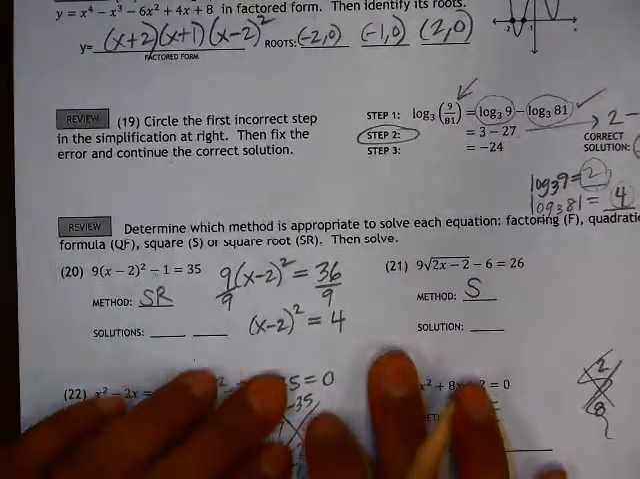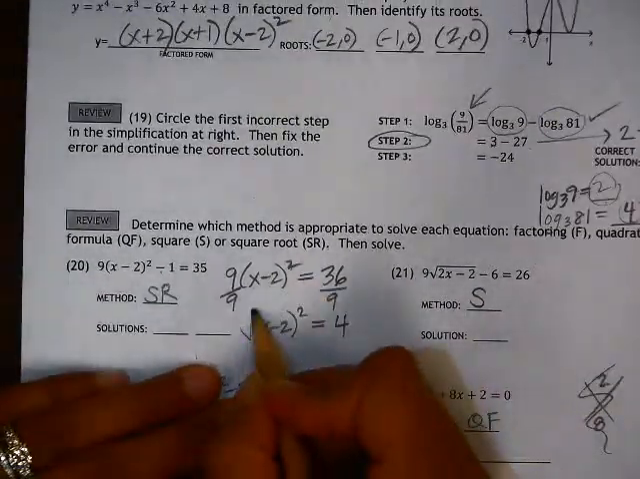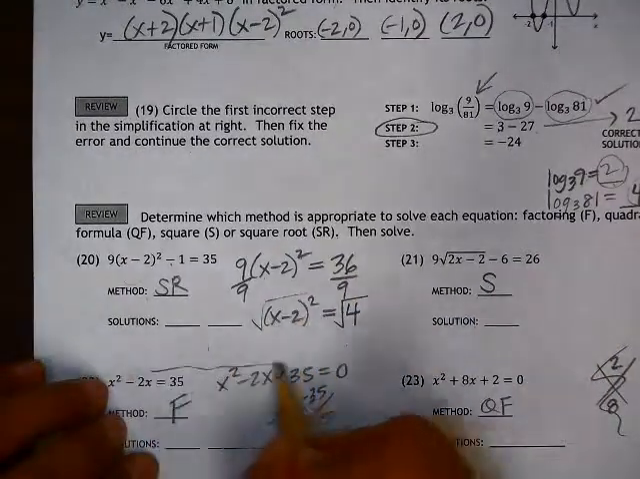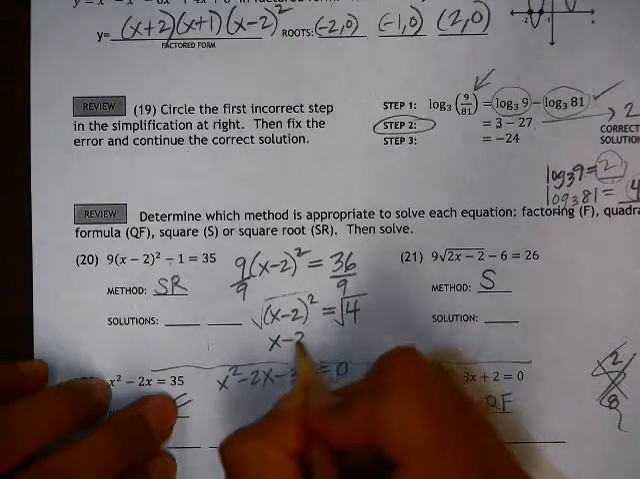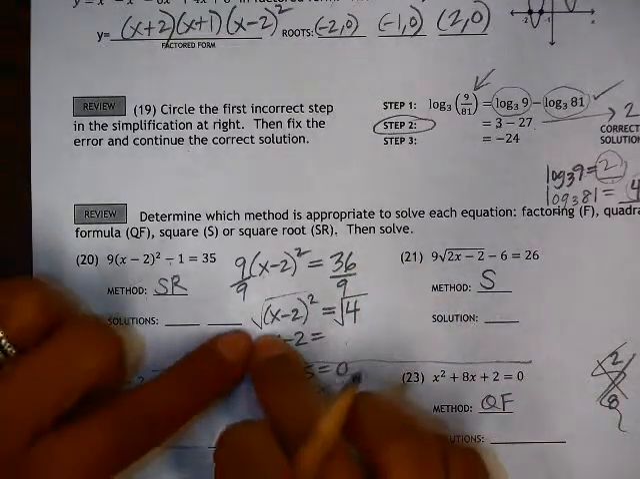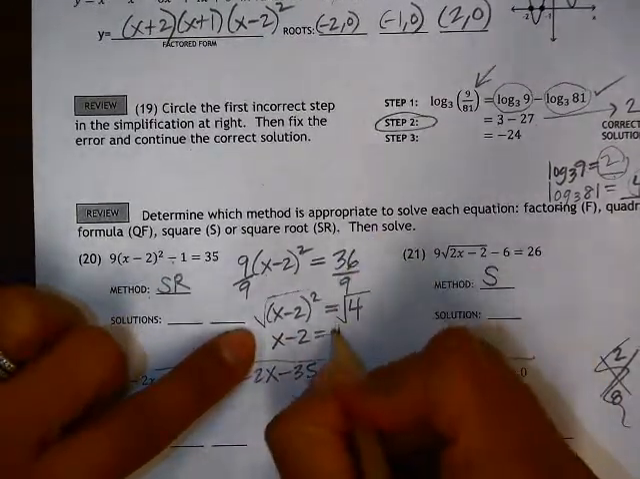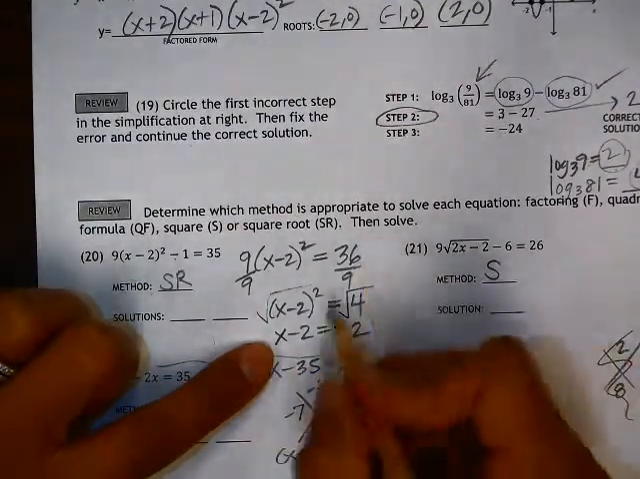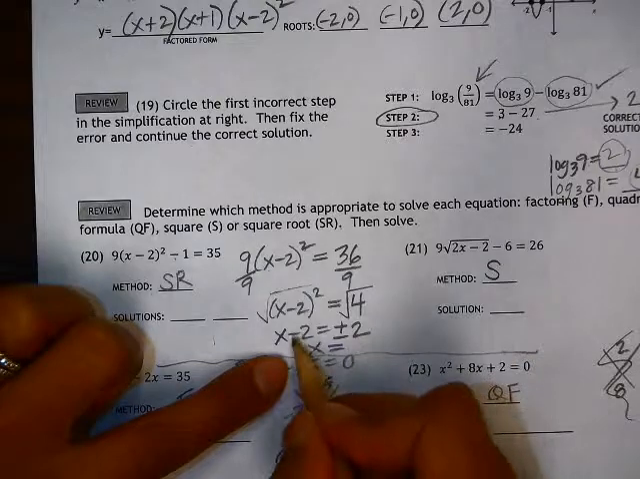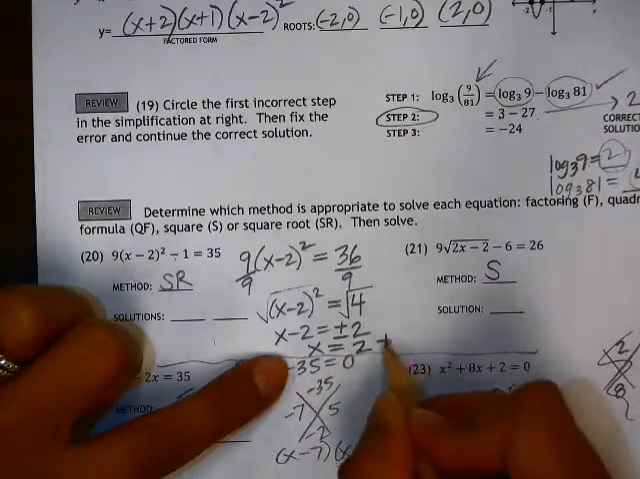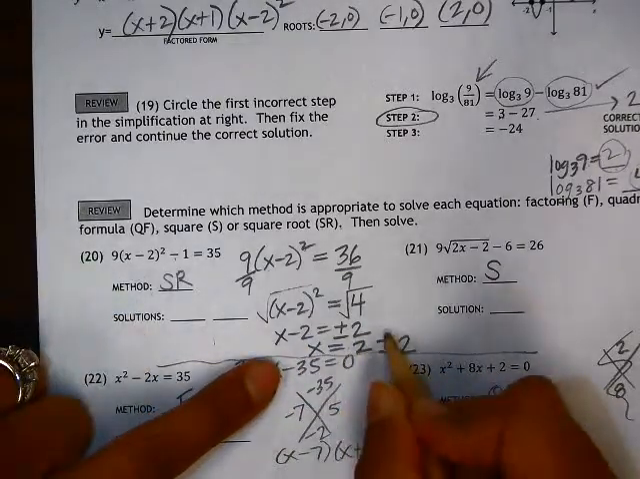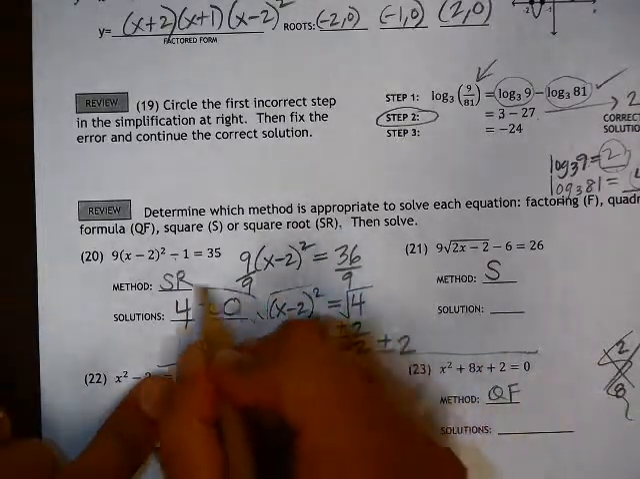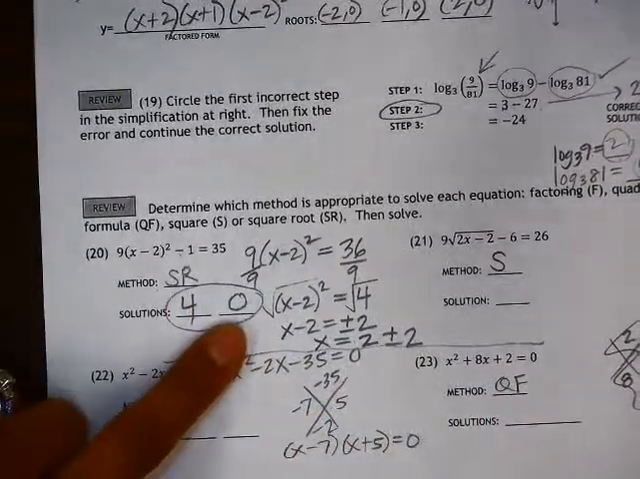Now we can square root both sides to get rid of that squared. So this is x minus 2 equals, this could be positive or negative 2. And then we get x equals, if we add 2 to the side, that's 2 plus or minus 2. So 2 plus 2 is 4. 2 minus 2 would give us 0. So we have two solutions to this equation.